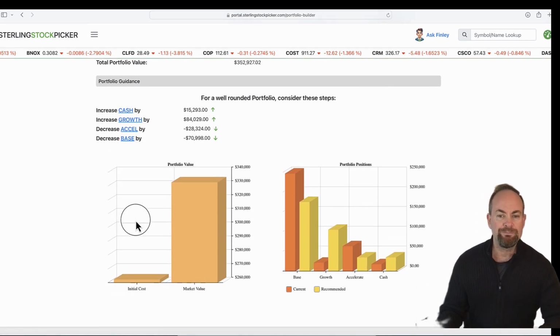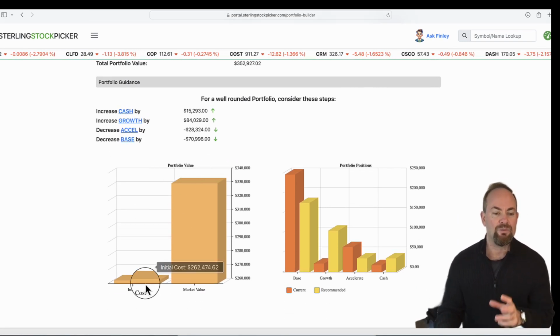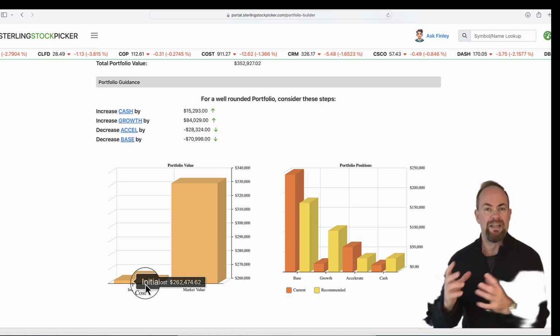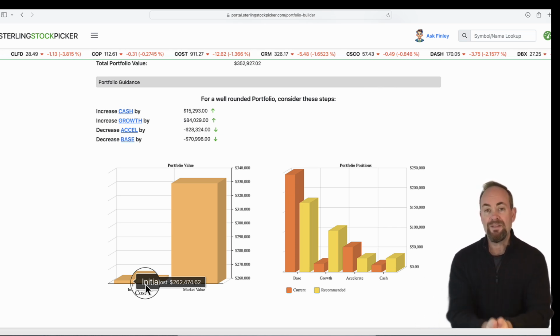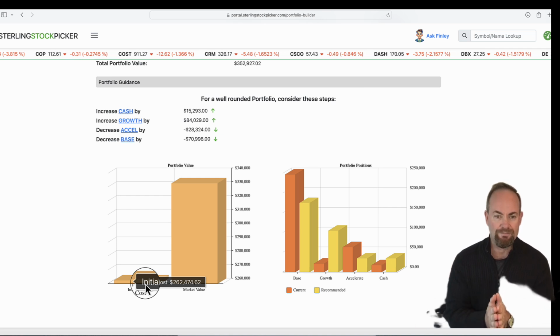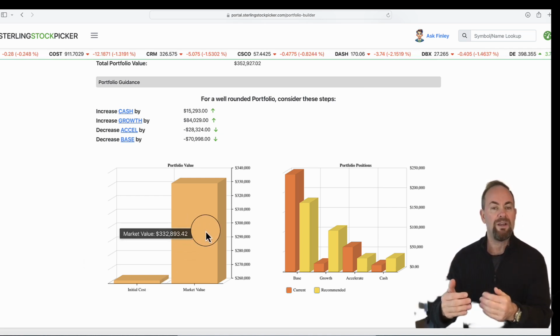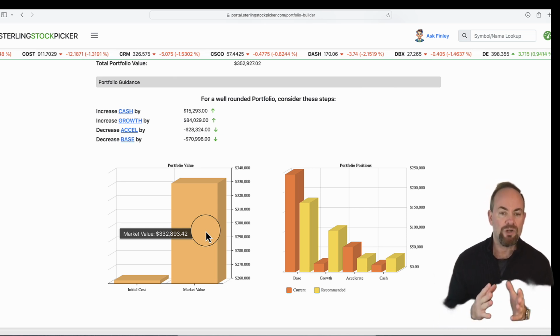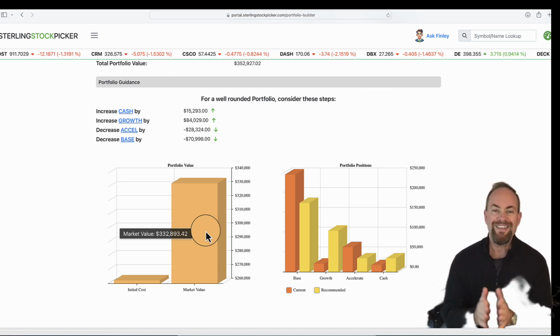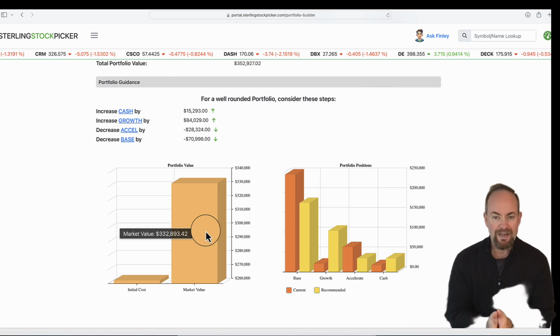Before I do, we've graphically shown you your portfolio value. We're showing you what you initially invested. That's based on the information you gave the system, your cost basis information, and then how much your portfolio has grown to what's called the current market value. This is as of this very moment in time.